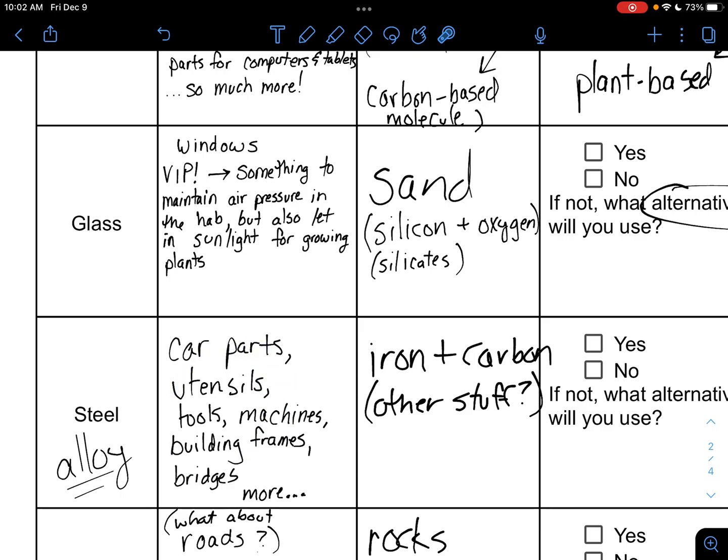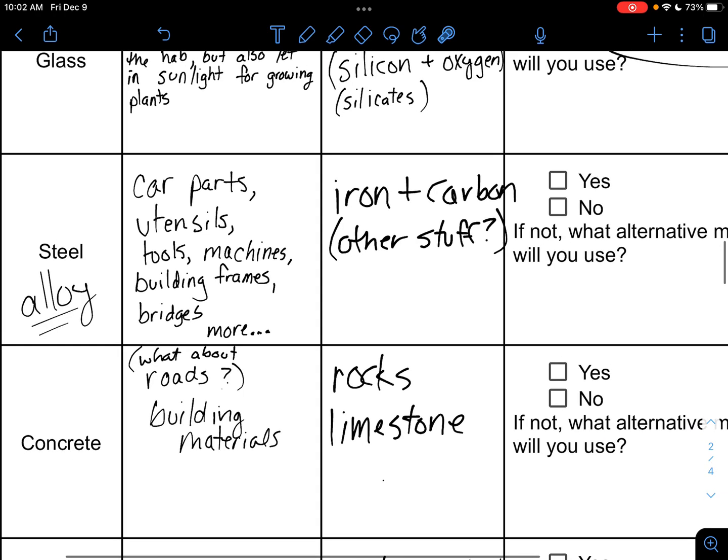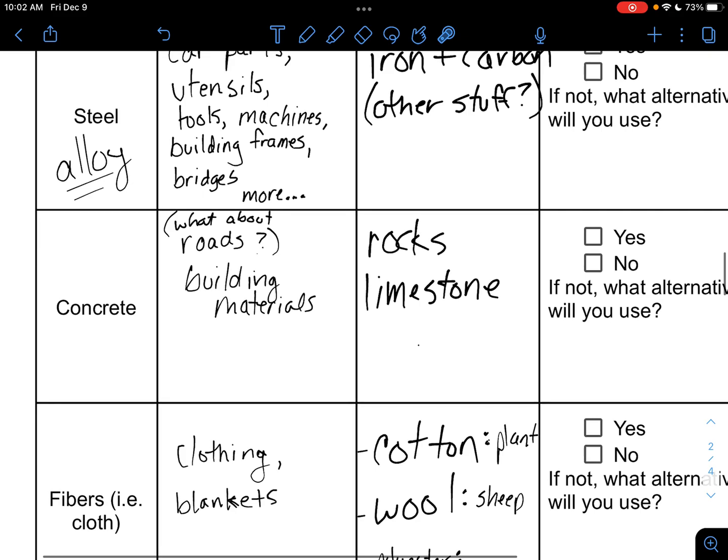cover all these purposes. Concrete, I really just want you to think about building materials, not necessarily literally concrete, but what are your homes and buildings and structures going to be made out of? So general rocky material. Concrete specifically is made out of limestone. All right, so look into your planet or moon about that.